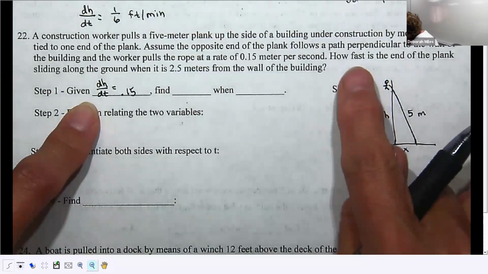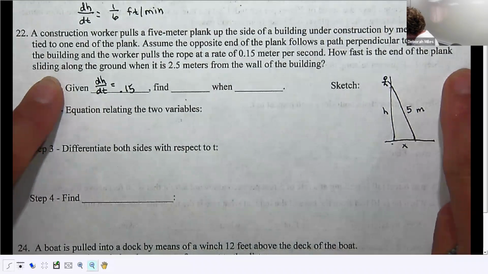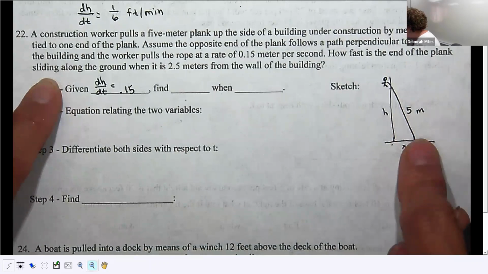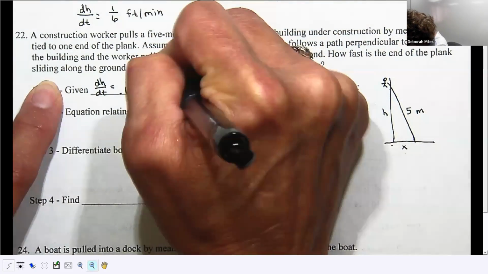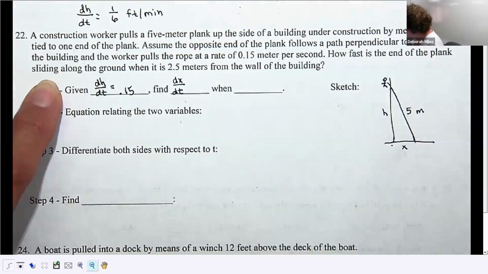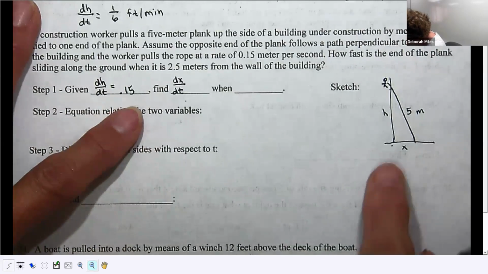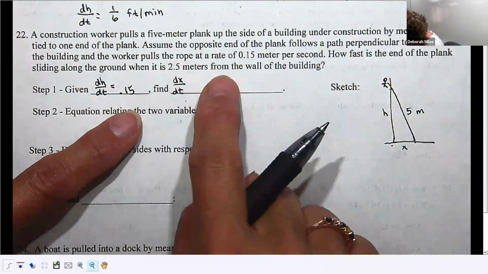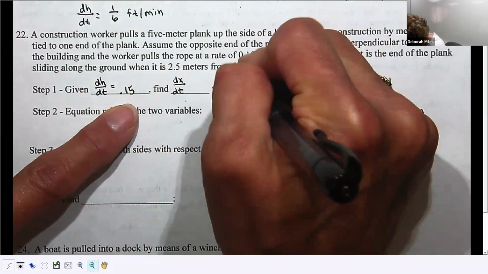And what we're asked to find is how fast the end of the plank is sliding along the ground. What symbol could we use for that? That's how fast x is changing. How fast x is changing is dx over dt. I said h, x is what I meant. Find dx over dt when, at some specific moment in time, it is 2.5 meters from the wall of the building. What's that 2.5? That's an x, so when x equals 2.5.